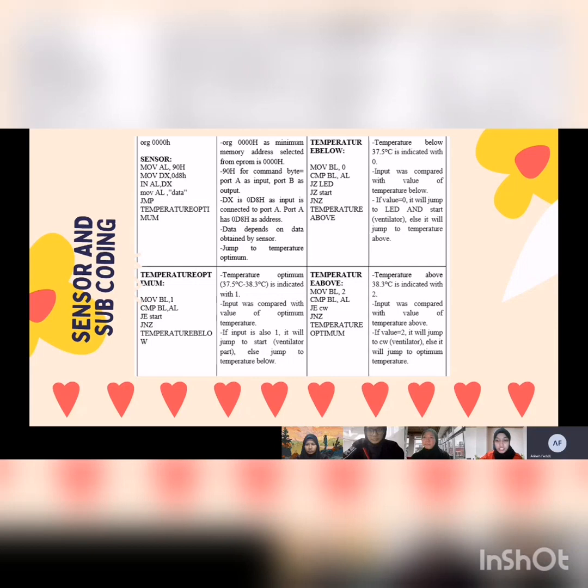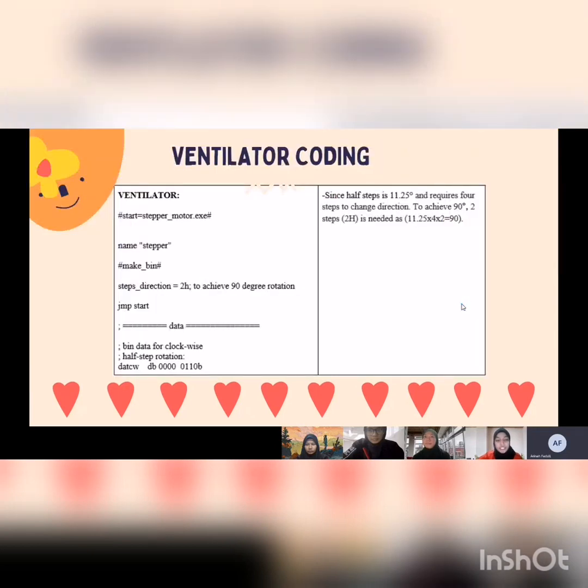Next. This is the ventilator coding. In this coding, we have chosen a half stepper motor, since a half step is 11.25 degrees and it requires 4 steps to change direction. Hence, we need 2 steps to achieve 90 degrees clockwise. We choose 90 degrees clockwise because we want the ventilator to open and close at 90 degrees. That is the reason why we choose the step direction as 2 steps.